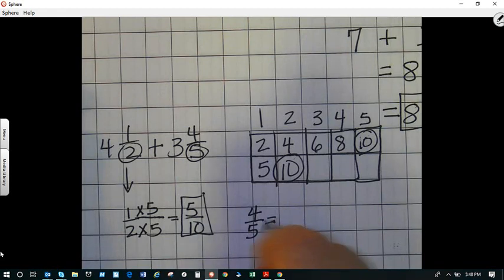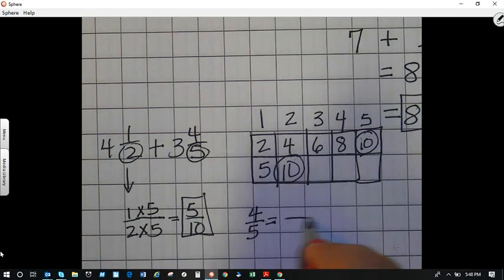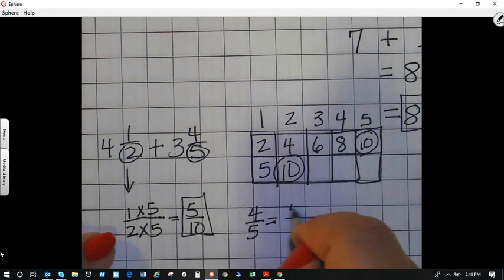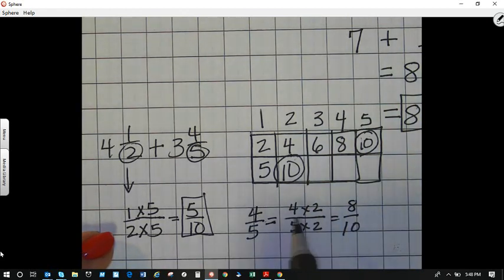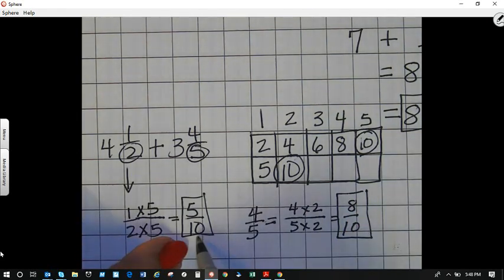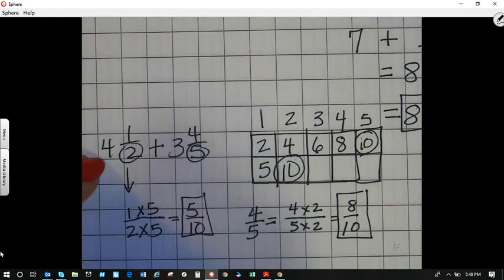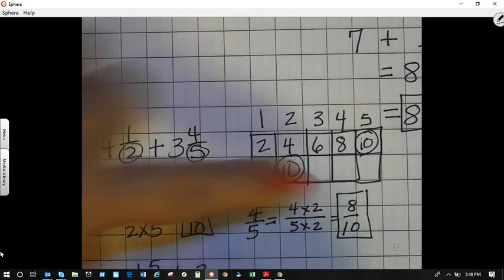Okay, so I'm going to do 4/5 equals. You can do it either way. So you can do it like this, where you have 4 times 5 equals something over 10. So 5 times 2 equals 10. 4 times 2 equals 8. Doesn't make any difference which way, as long as you understand. Okay? Now I can add them up because they have the same denominator. So I'm going to bring down my full equation. That is 4 5/10 plus 3 8/10.